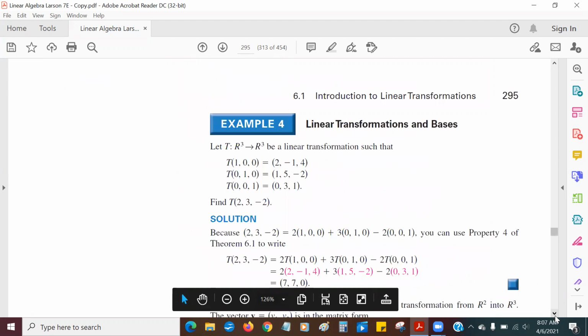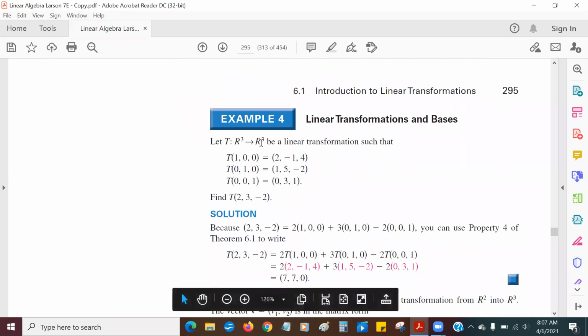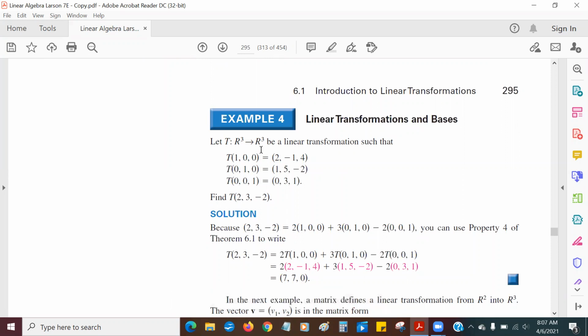So let's look at example 4. T is a linear transformation from R3 to R3. Like I said, we're looking at a lot of examples where the domain and the codomain are the same vector space, but it doesn't always have to be that way. Well, T of 1, 0, 0 is 2, negative 1, 4. T of 0, 1, 0 is 1, 5, negative 2. And T of 0, 0, 1 is 0, 3, 1. So that's what this is. And we want to find T of 2, 3, negative 2.